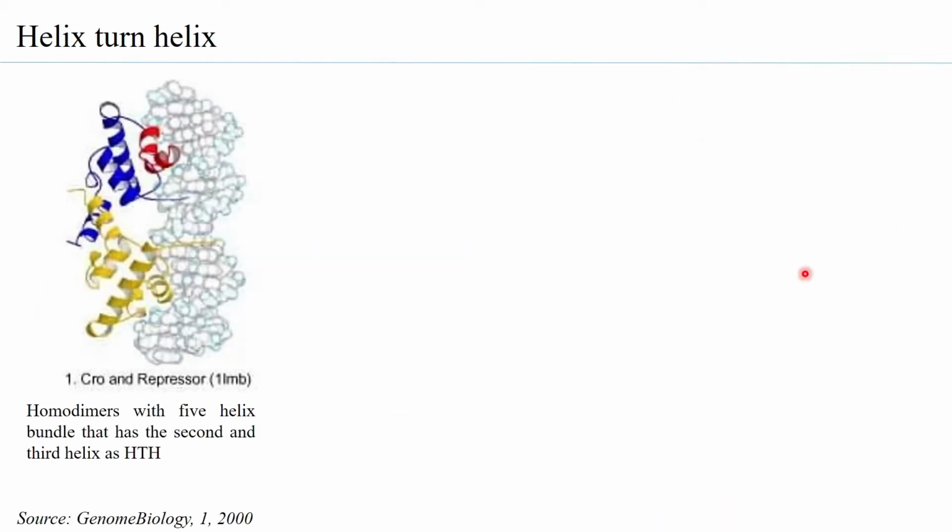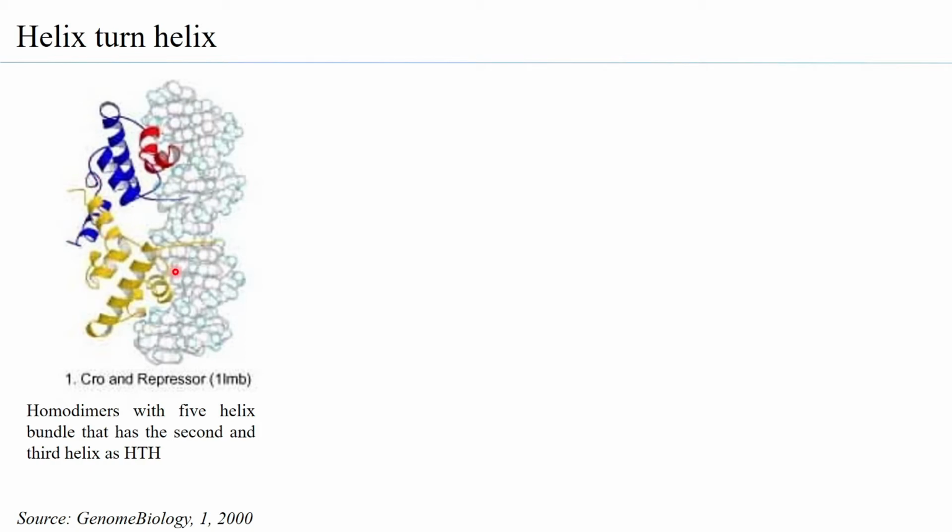Now let us look at certain families of proteins that have helix turn helix, and they bind to the DNA through the helix turn helix motif. One of the families is that of the CRO and the repressor family. This is basically present in bacteriophages, and it is through these helix turn helix that the CRO and the repressor actually bind to the DNA. So both the CRO and the repressor that belong to one family are homodimers. You can see this is one monomer and this is the second monomer, and they are always existing together with 2 of the helices present in both the monomers acting as a dimerization zone.